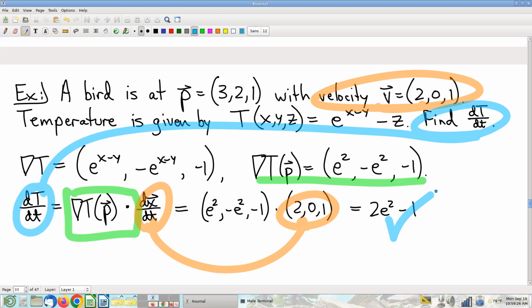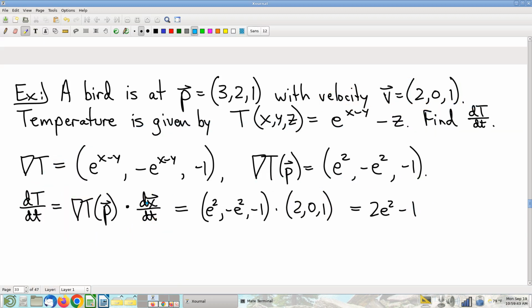So notice, again, the derivative is what you multiply by input velocity to get output velocity, exactly like we've done in several previous examples, just that now that derivative is a dot product with a gradient. Okay.